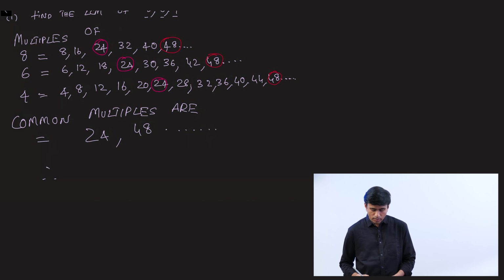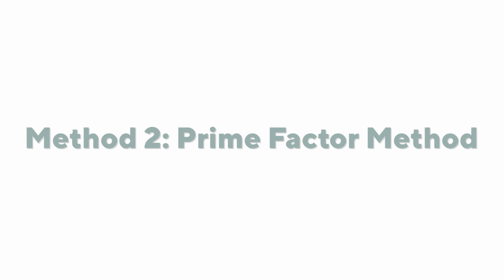Therefore, we only need to find the lowest common multiple. LCM will be 24 because it is the lowest number. 24 is your lowest common multiple. This is how you find LCM by listing method. You have to list the multiples, write the common multiples, and then the lowest common multiple will be the lowest number. Let's go to the next method, prime factor method.